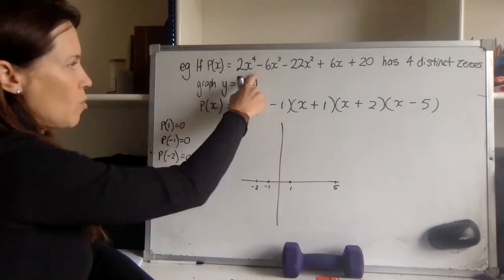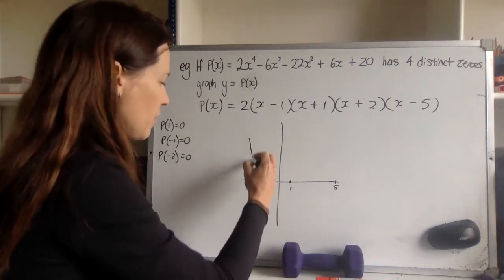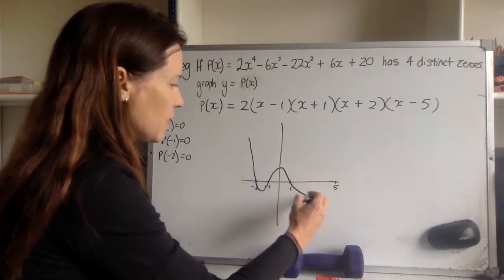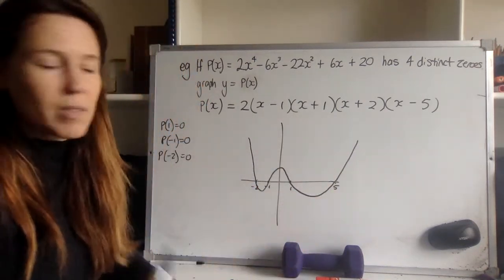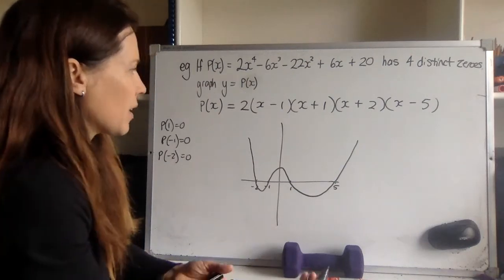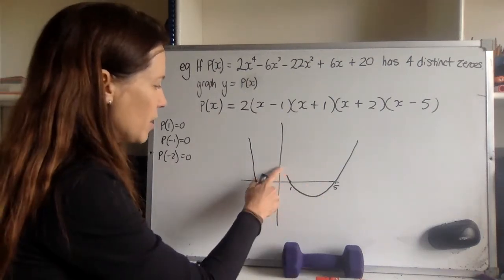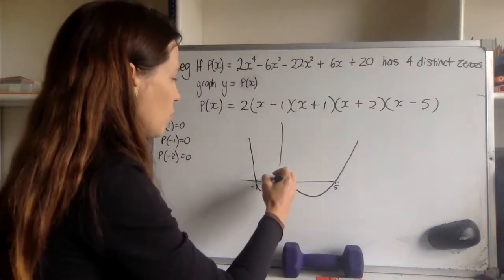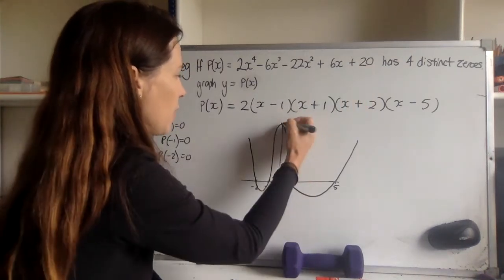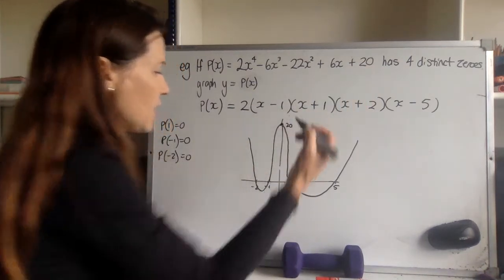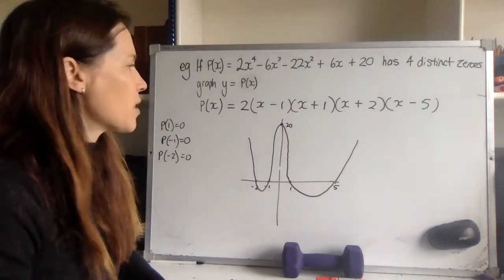And I know that it's a quartic curve, so it's got something of a sort of W shape. None of these are doubles or triple zeros, they're all just single ones. So it goes something like that. And I know that this is not very well to scale actually because it goes through 20 on the y-axis. So let's make it go way up more like that and call that 20. And that's a reasonable enough sketch for what I have.